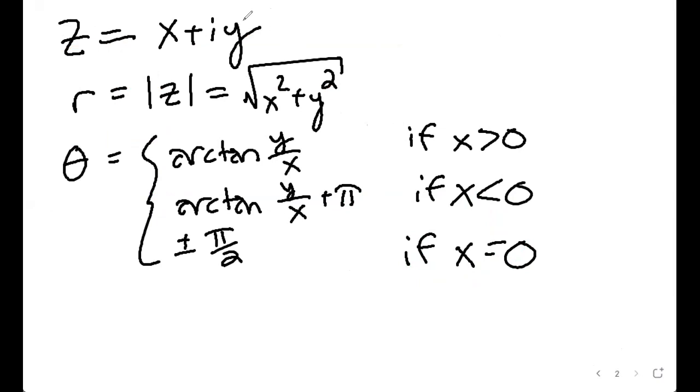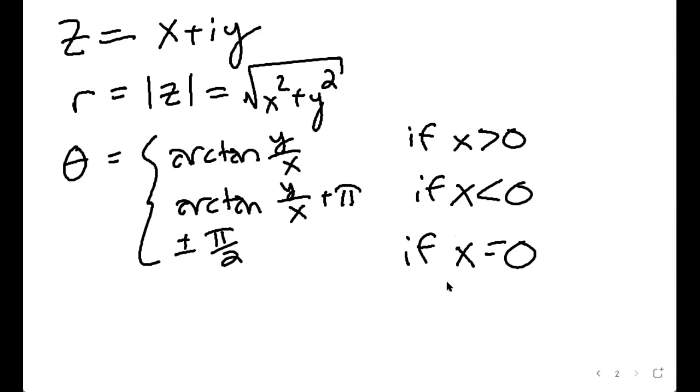So we're writing z equal to x plus iy. r is just the modulus of z, using complex numbers terminology, and that is, of course, the square root of x squared plus y squared. How do we get theta? Tangent theta is equal to y over x. Depending on which quadrant you're in: if x is positive, you're in quadrant 1 or 4, and theta is just arctangent y over x. If x is negative, you're in quadrants 2 or 3, and theta is arctangent y over x plus pi.